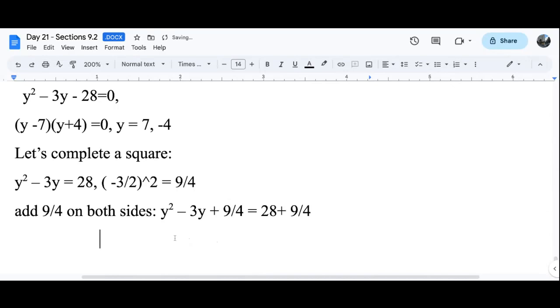And we know the left-hand side is, because we intentionally did this just for the purpose of making it a square, minus 3 over 2 squared. The left-hand side just becomes this. And then 28 times 4, what's 28 times 4? 112. So this becomes 112 over 4 plus 9 over 4.